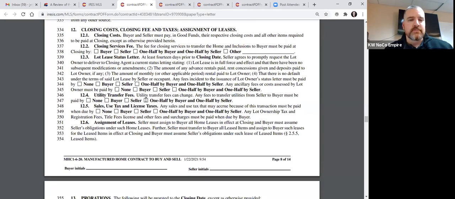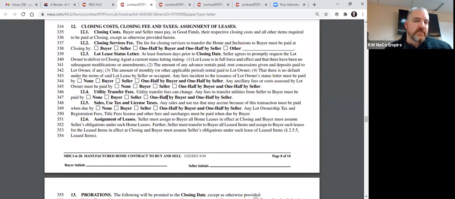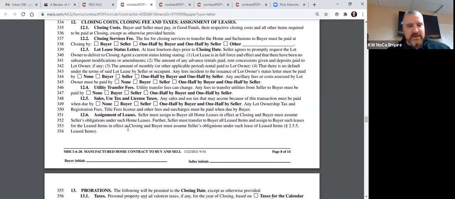Okay. As far as utility transfer fees, so utility transfer fees can change. Any fees that transfer utilities from the seller to the buyer must be paid by who? Sales and use tax is going to be paid by who? All that stuff is similar.